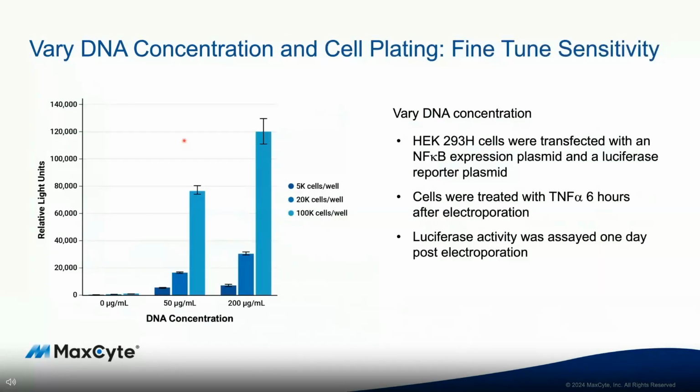And in terms of varying the DNA concentration in combination with cell plating, this is an example of HEK293H cells where you transfect with an NF-kappa B expression plasmid and a luciferase reporter. So with a lower amount of DNA and higher amount of DNA, you're getting higher expression of luciferase with the higher DNA. And you can also add more cells for plating per well to increase that signal if necessary.